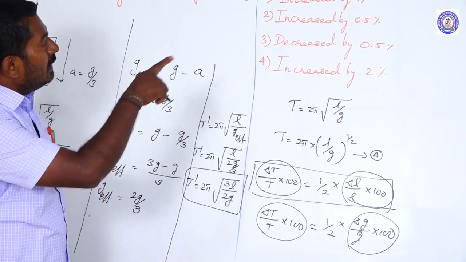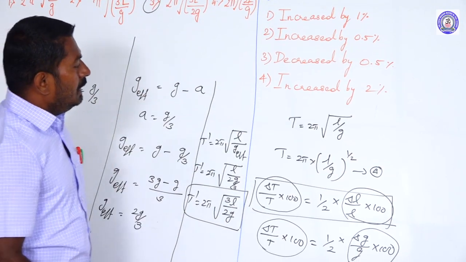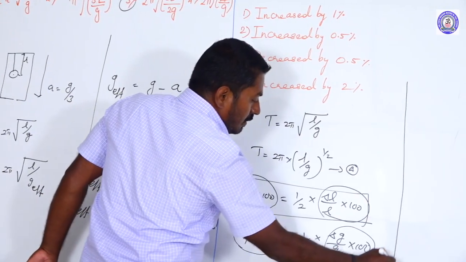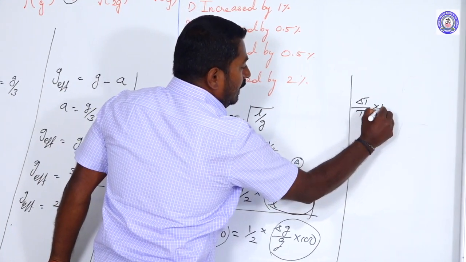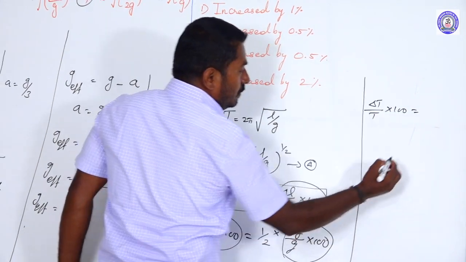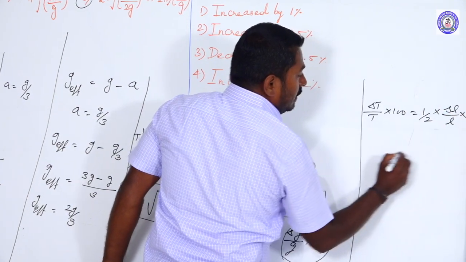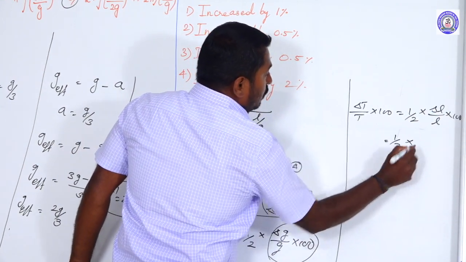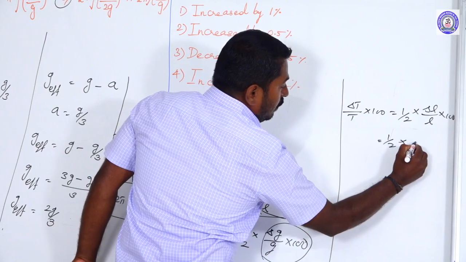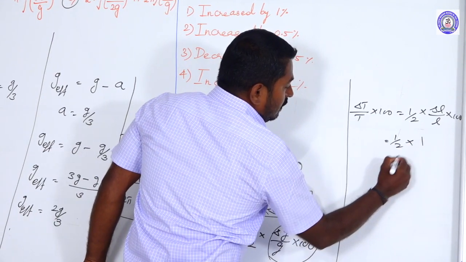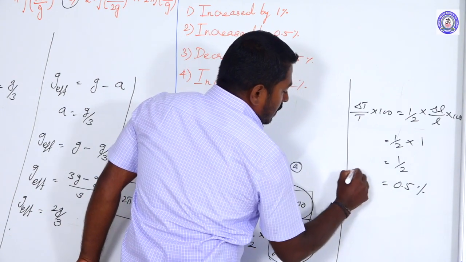But in this question, length of a simple pendulum is increased by 1 percentage. What happens to the time period? So percentage of change in time period del T divided by T into 100 percentage, which is equal to 1 divided by 2 into del L divided by L into 100. So which is equal to 1 divided by 2, percentage of increasing in length 1 percentage. So therefore 1 into 1 divided by 2, which is equal to 0.5 percentage.